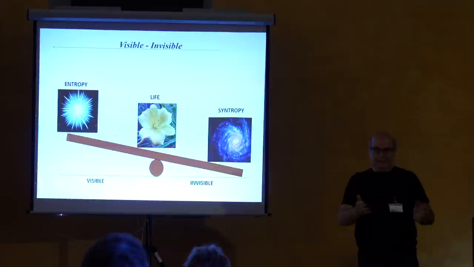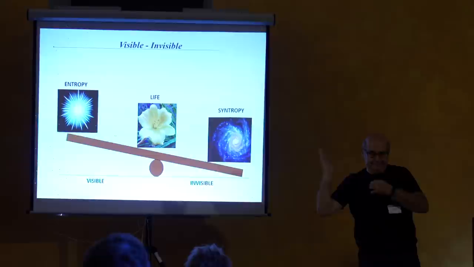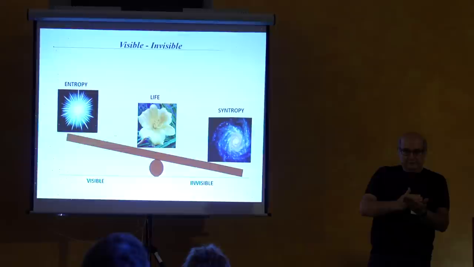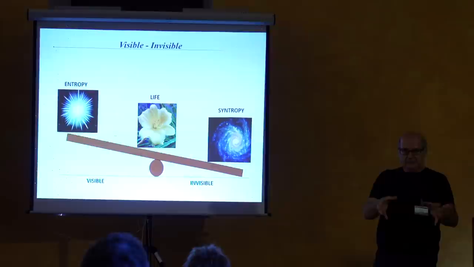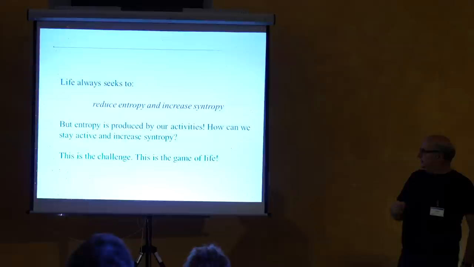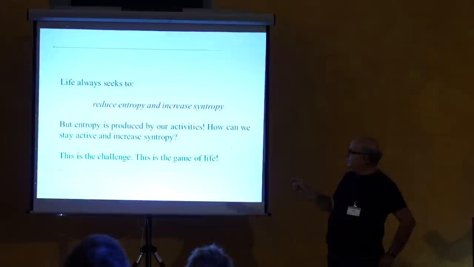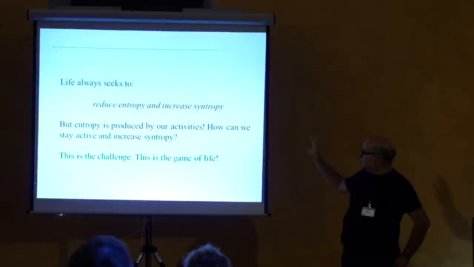For example, I'm a vegetarian since 1972, and one of the reasons is that it reduces entropy, because you need less energy, less resources to produce the same amount of nourishment. Now, you can go forward. So the game of life, according to this model, is that life seeks to reduce entropy and to increase syntropy.